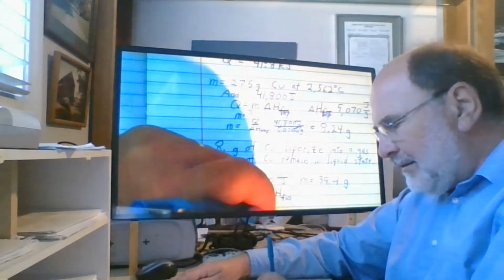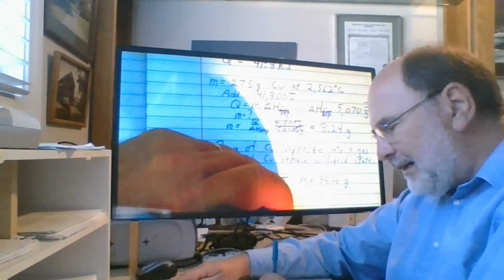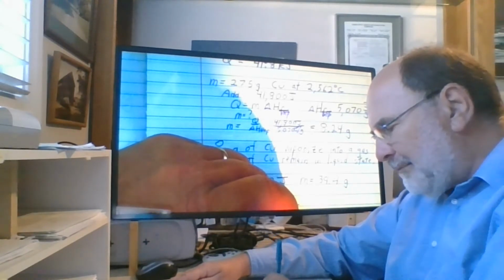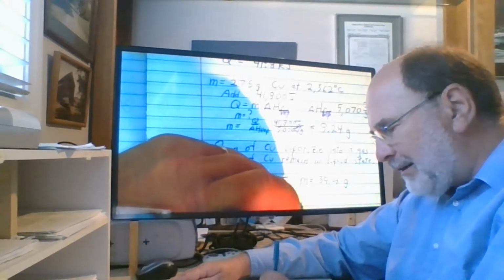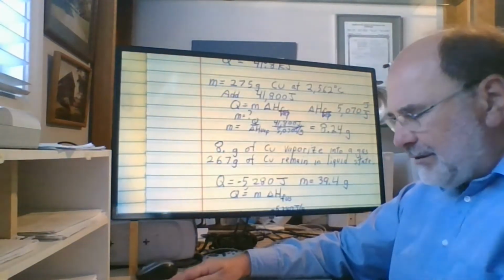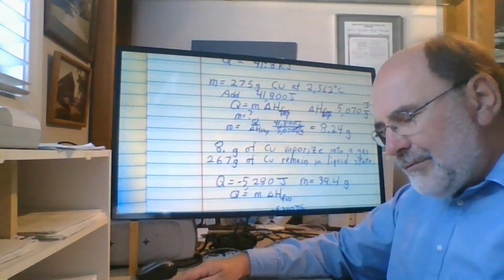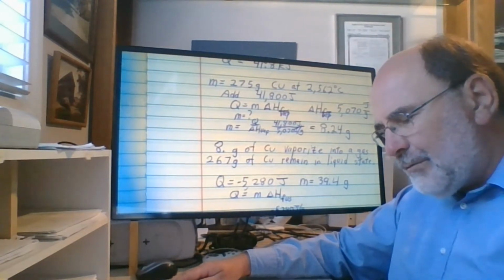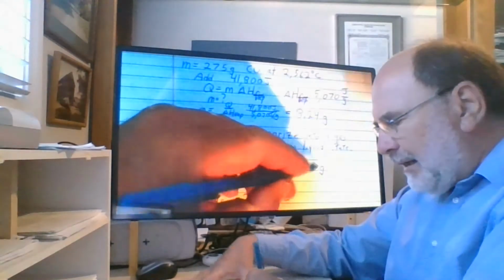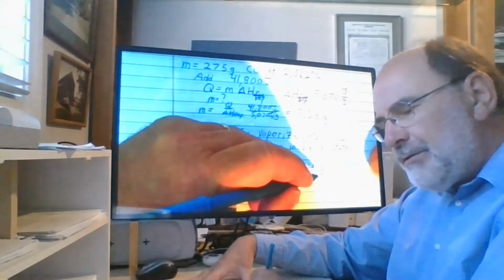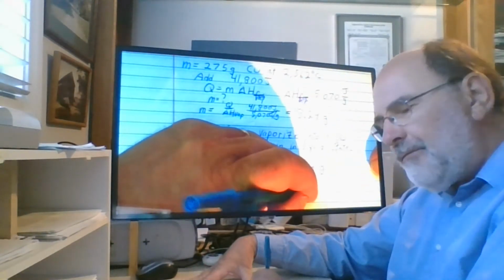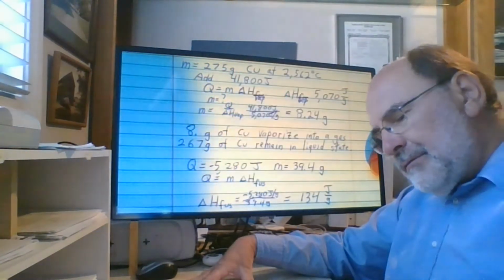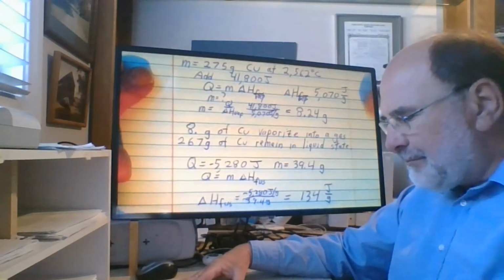when I take negative 5,280 joules, and I divide that by 39.4 grams, and by the way, this is joules per gram, but I have the right units or I'm going to be in big trouble. So 5,280 divided by 39.4, and I end up with a heat of fusion of 134 joules per gram. Now, you're wondering what I do with that minus sign.